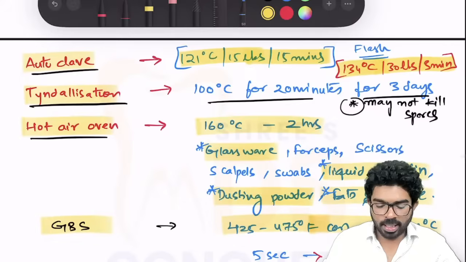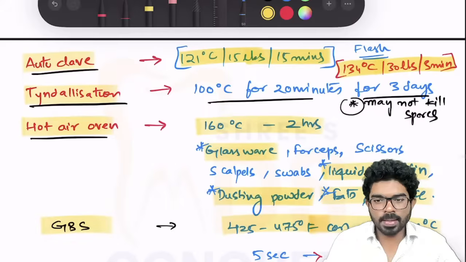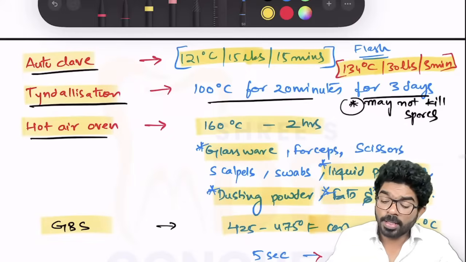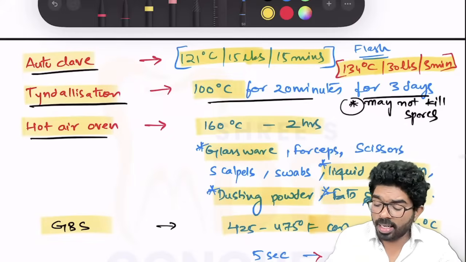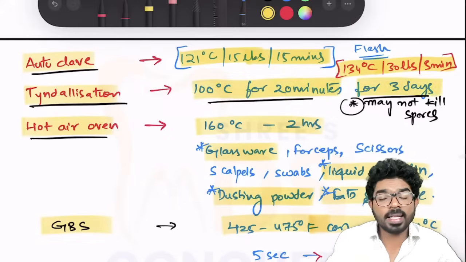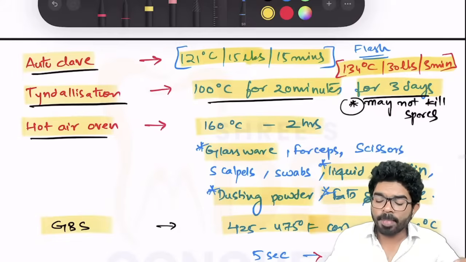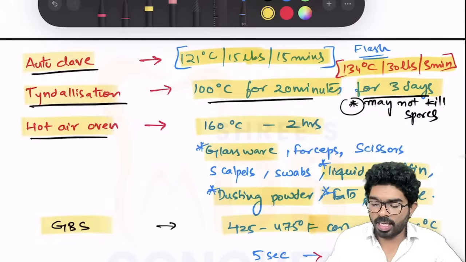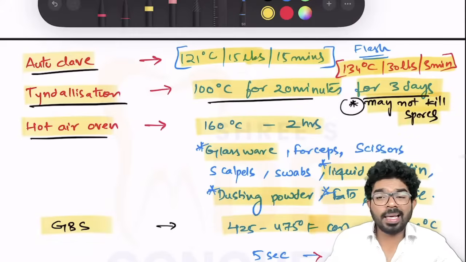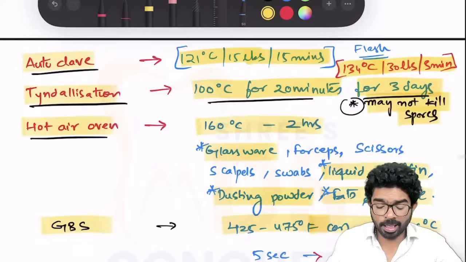The next one is called tyndallization, also called intermediate sterilization, because I'm going to do sterilization for 3 days: 100 degrees centigrade for 20 minutes, for 3 days. The main disadvantage of this mode of sterilization is that sometimes you may not kill the spores. Vegetative spores cannot be killed.